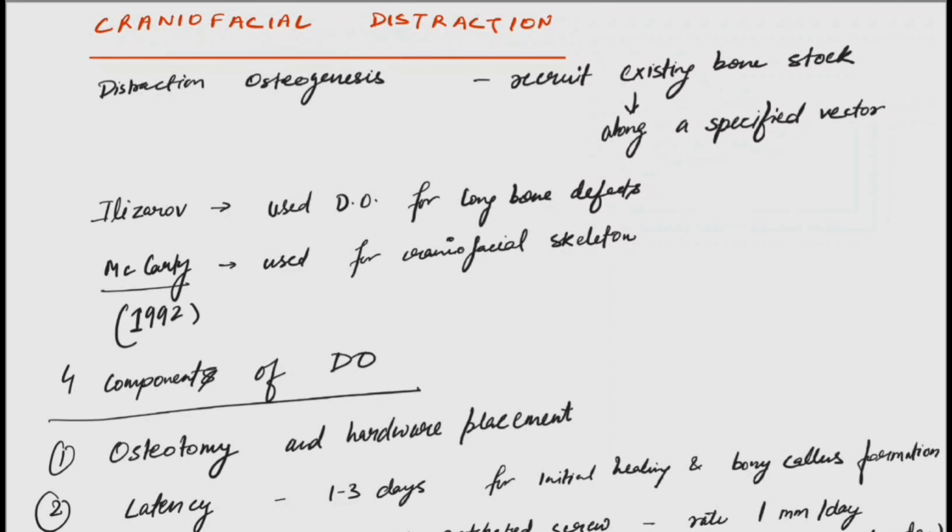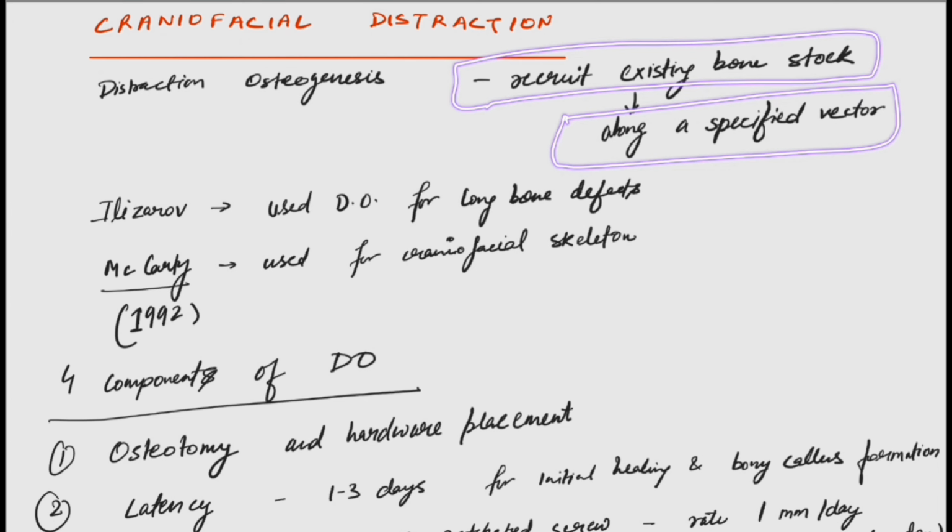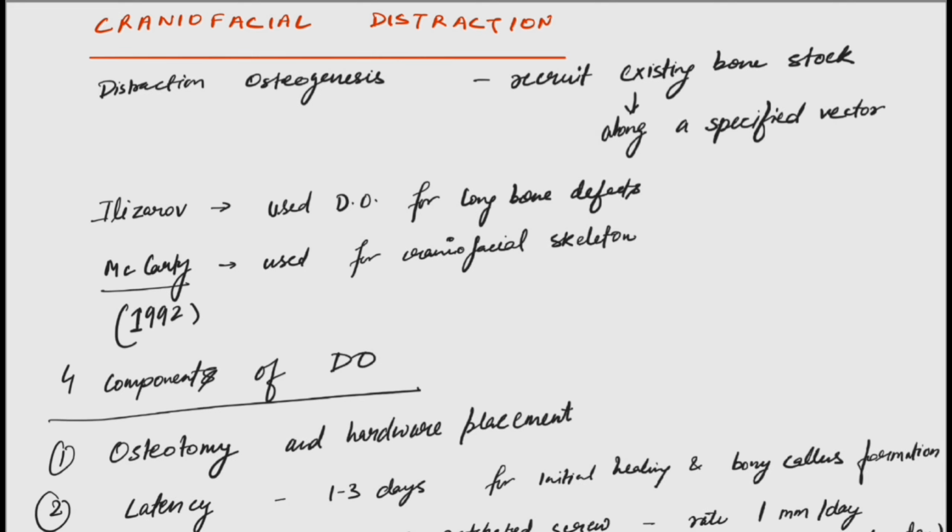In this video, we will be discussing craniofacial distraction. Here, in distraction osteogenesis, we recruit the existing bone stock along a specified vector. The first to use distraction osteogenesis were the Ilizarovs, who used it for long bone defects. McCarthy in 1992 used distraction osteogenesis for the craniofacial skeleton.